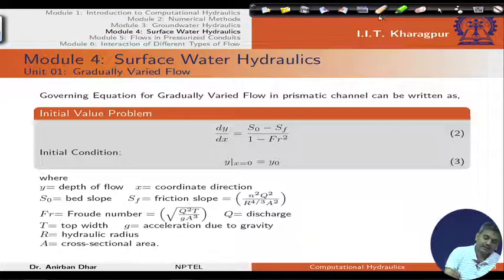In this case we discussed the formulation using our usual information for prismatic channels.